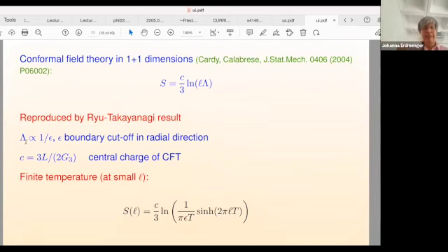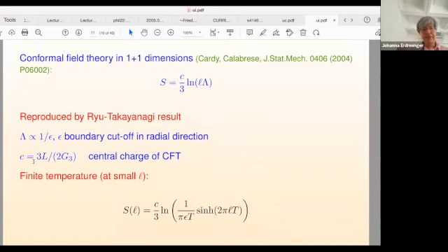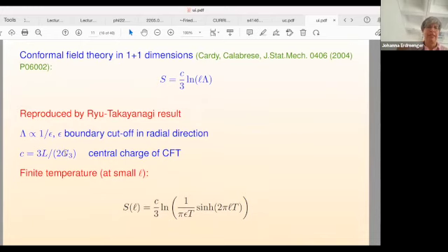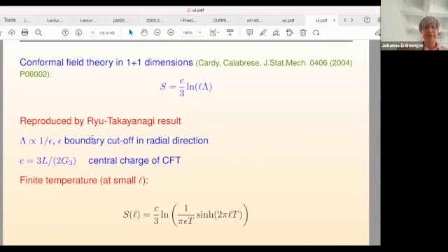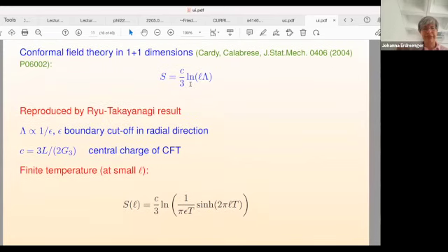And actually, the quantum field theory cutoff is replaced by a boundary cutoff. And according to the rules of AdS/CFT, the central charge is related to the AdS radius and the three-dimensional Newton constant. And putting everything together, then the Ryu-Takayanagi result exactly coincides with this field theory result, which I think is a very remarkable result.